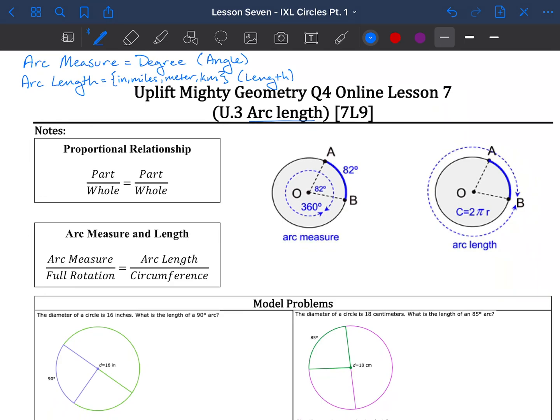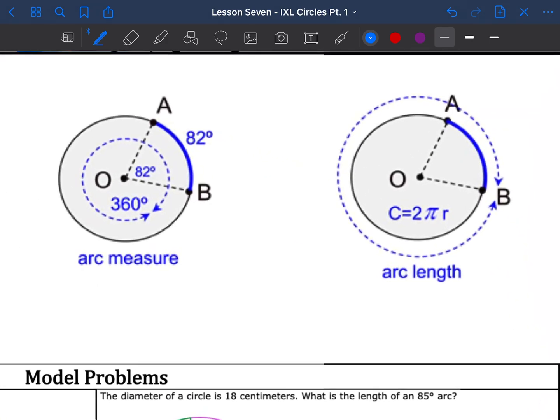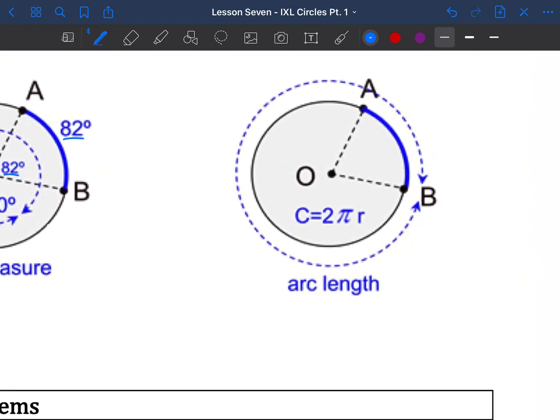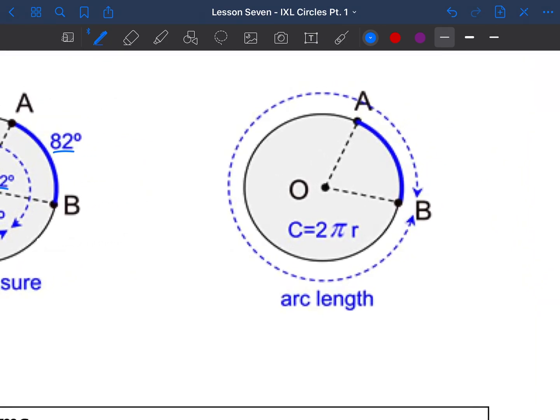That has to deal with the relationship with the central angle, as you can see right here. Arc measure deals with the angle and its relationship with it. If this is 82, this is also 82. But arc length deals with the length of the circle. Now, the total length is what we call the circumference. It's the perimeter of the circle, and that is equal to 2 pi r. Again, this is the perimeter, the outside edge.